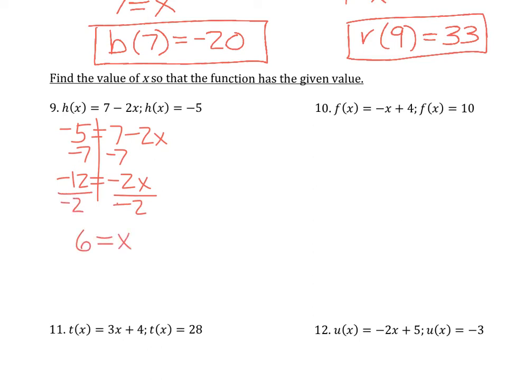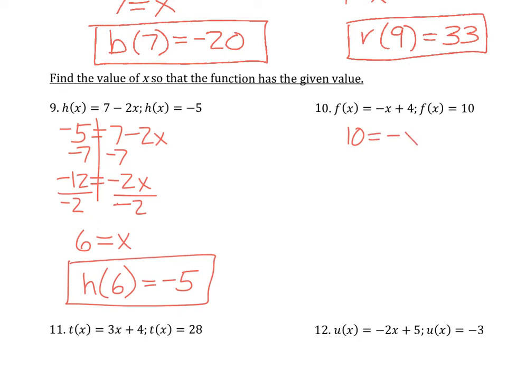So that's my input. So the h function with the input of 6 should give me the original output of negative 5. Okay, and then on number 10, again, it gives me the output of 10. So 10 equals negative x plus 4. Then I just have to solve for x, which is my input. So I would subtract 4. Okay, so I have 6 equals negative x.